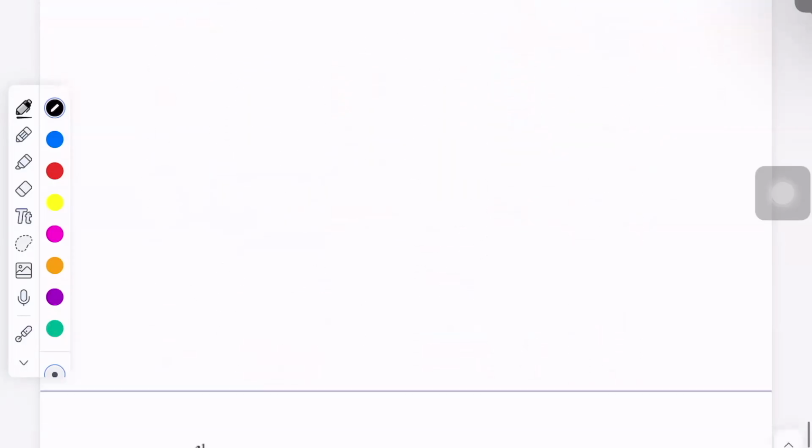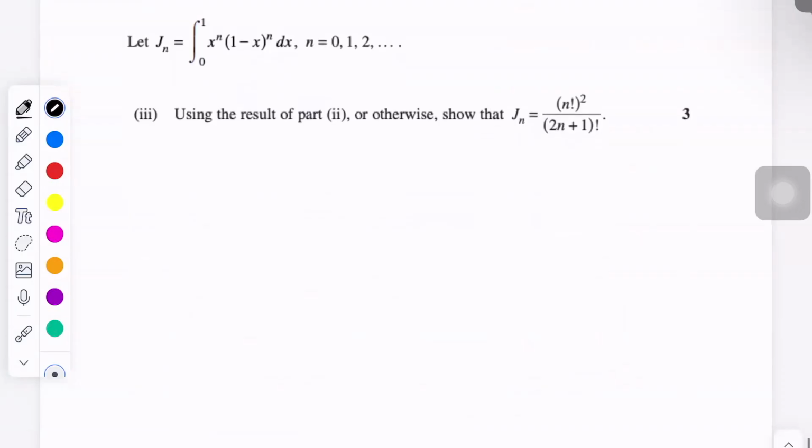And then part 3. Okay, part 3. Part 3 suddenly said, oh, now I have another guy who's called Jn. Jn is the integration from 0 to 1 of x^n (1 minus x)^n dx. And it starts from 0 and then up to infinity. The question in part 3 said, using the result of part 2 or otherwise, show that Jn is (n factorial) squared over (2n plus 1) factorial.